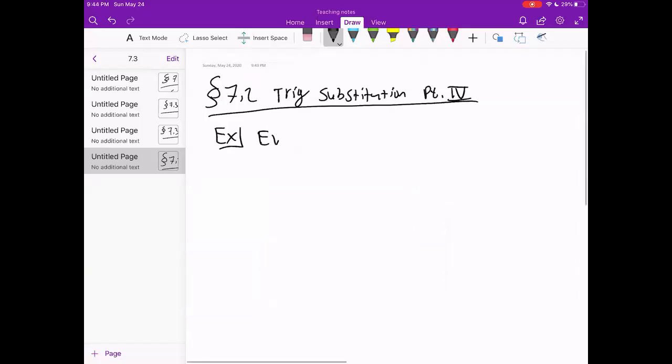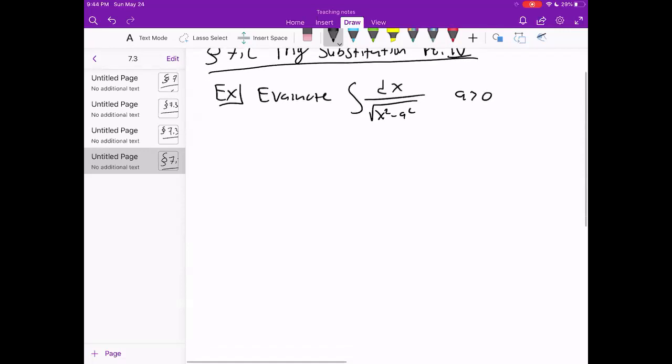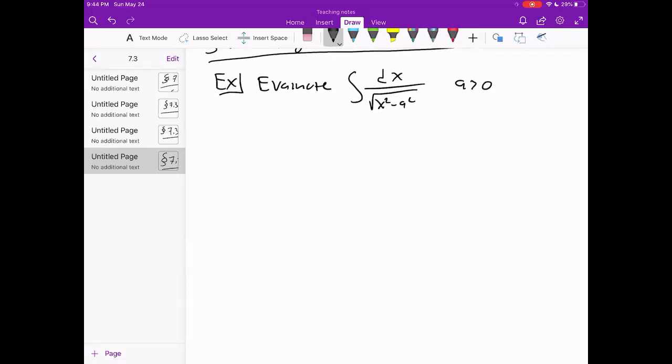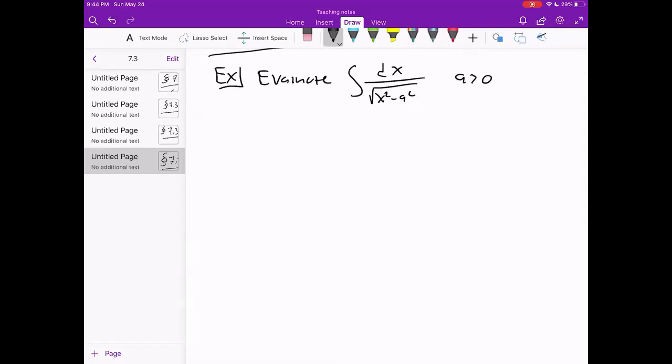So we're going to evaluate the integral dx over square root of x squared minus a squared. Sorry, I already have the dx. We're told a is greater than 0. Okay, so what we're going to do here is trig substitution. There's no u substitution to do. And if you look at your chart, you can see what this one is. This is x is equal to a secant theta.